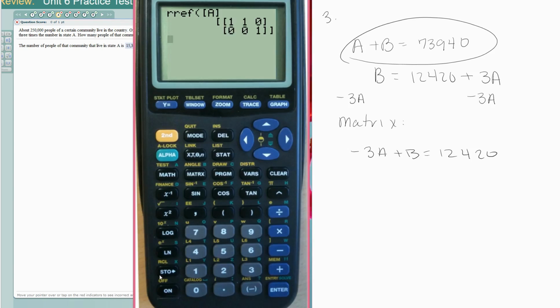So now in our calculator, we're going to change that matrix. Sorry, I've lost my mouse. There we go.